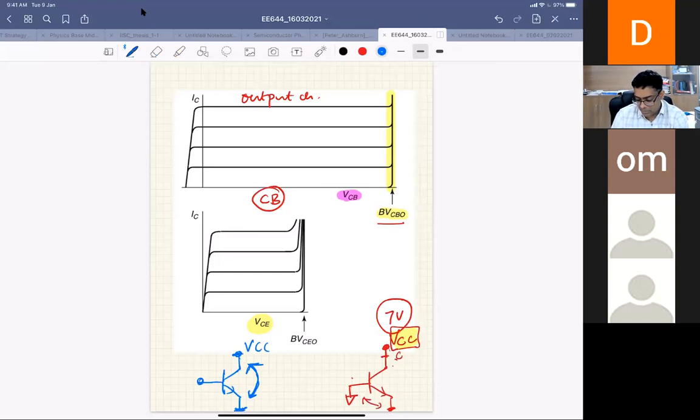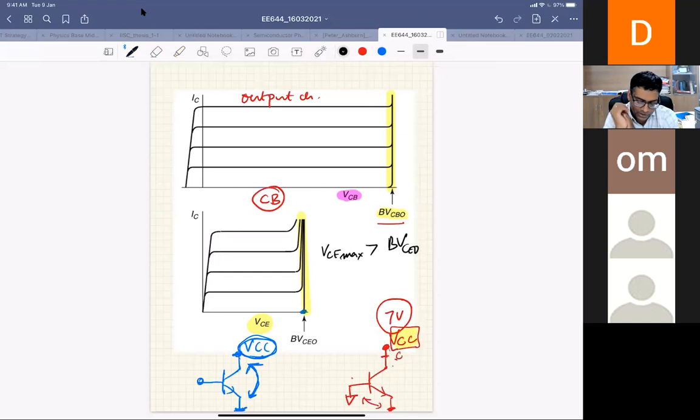If you want to increase VCC, at some point your junction will break. If you go on increasing VCE, at some point the junction will break, and the transistor will have a very high current. So this is the BVCEO. For the common emitter mode of operation, the VCE max that you could apply should be less than BVCEO. That's the significance of BVCEO.